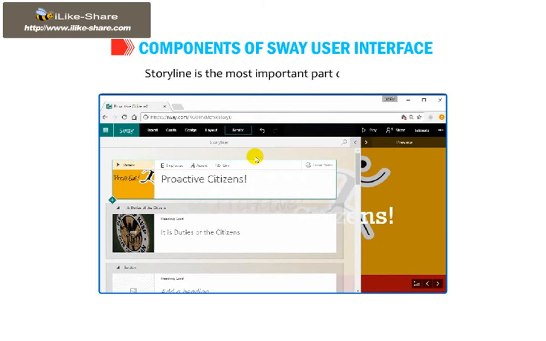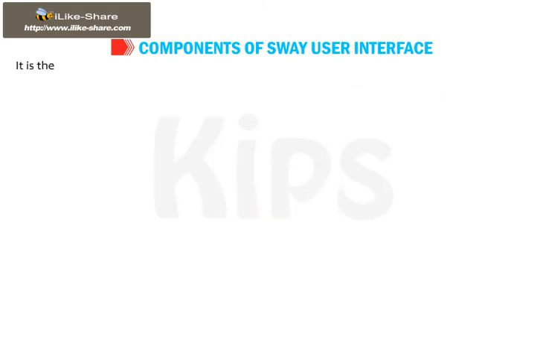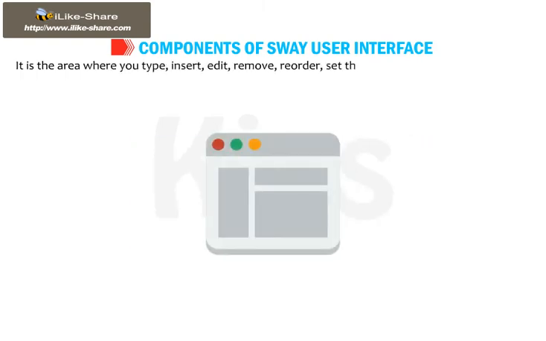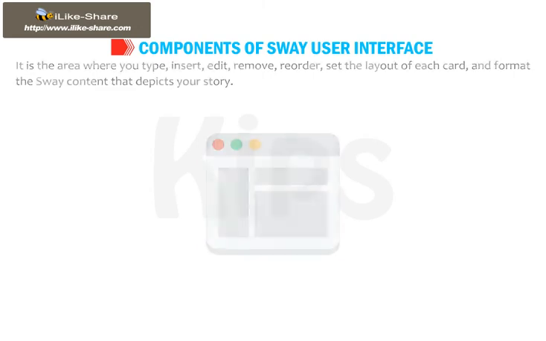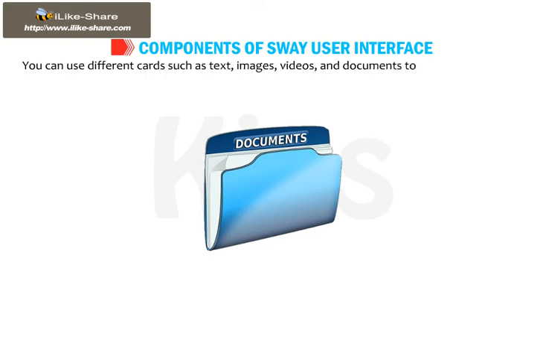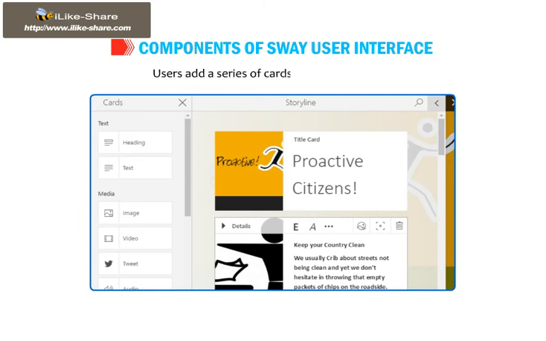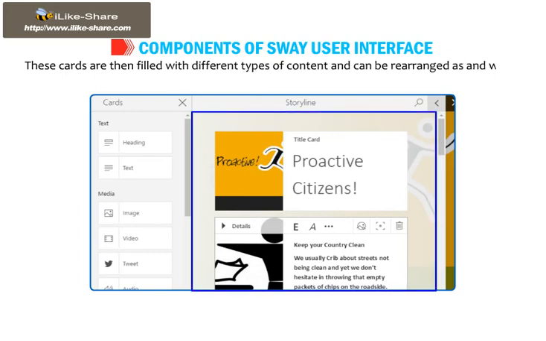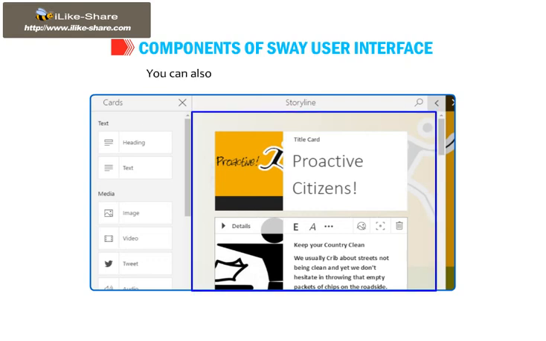Storyline is the most important part of the Sway. It is the area where you type, insert, edit, remove, reorder, set the layout of each card, and format the Sway content that depicts your story. You can use different cards such as text, images, videos, and documents to build the content of your Sway. Users add a series of cards onto the storyline. These cards are then filled with different types of content and can be rearranged as and when required. You can also group them together into sections.